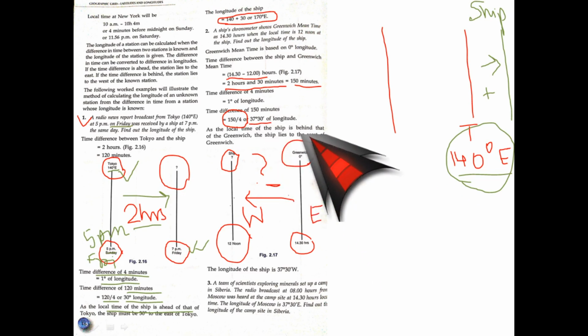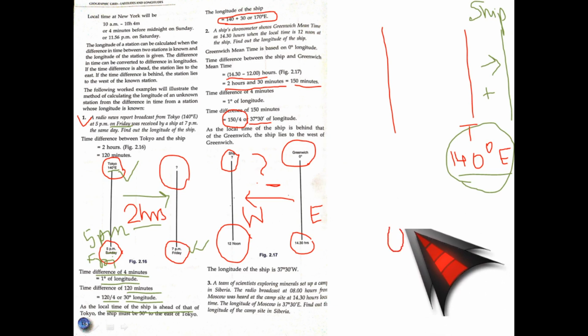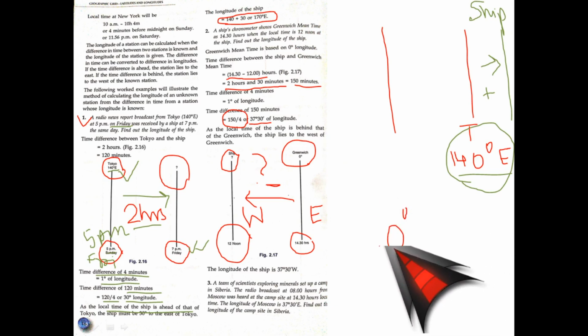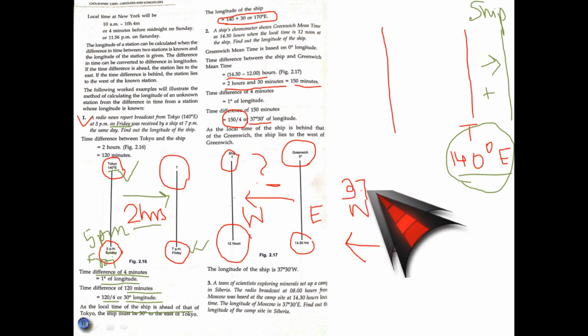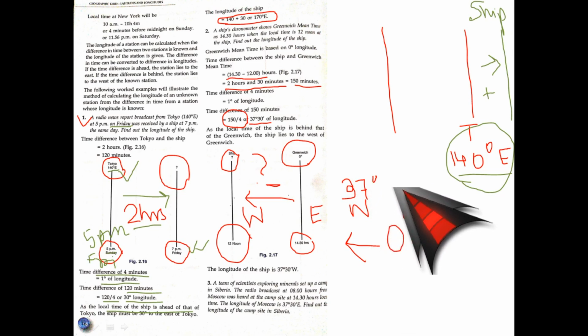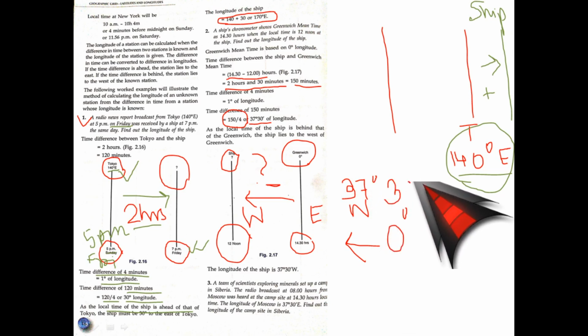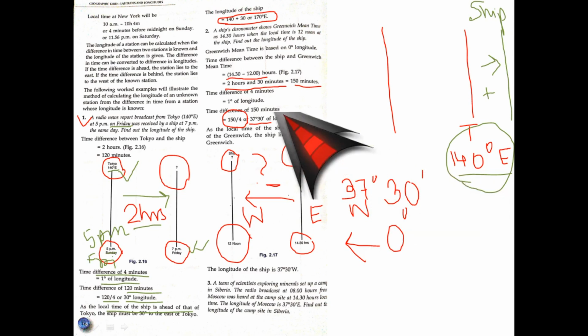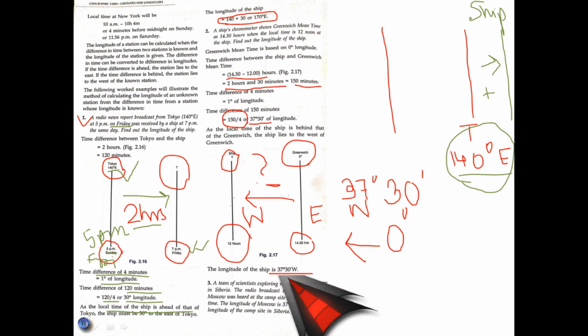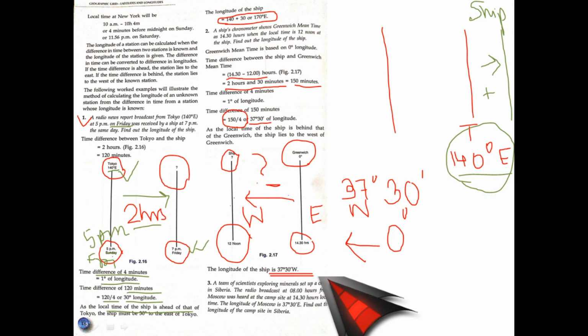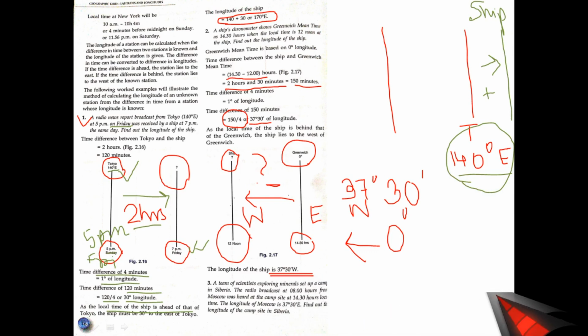As the time is lagging behind, from 0 degrees we are moving more westwards. How much? 37 degrees and 30 minutes more. So I can say the longitude is going to be 37 degrees 30 minutes west. Let's see the last question.